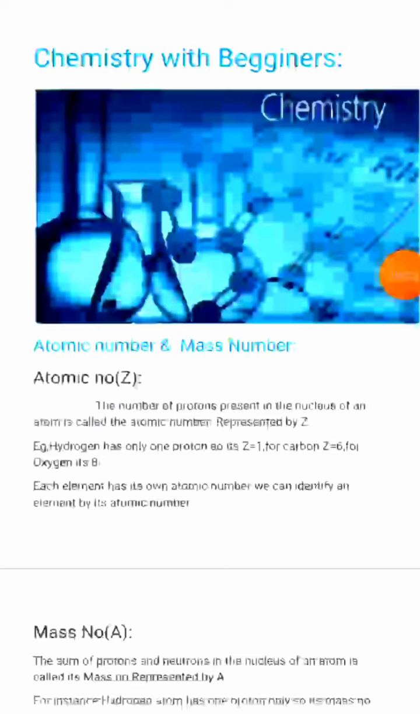So that's all about atomic number, mass number and electronic distribution among different shells. Hope you all are clear now about these topics.